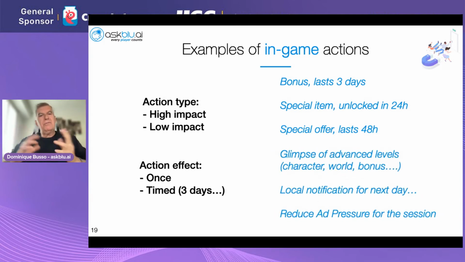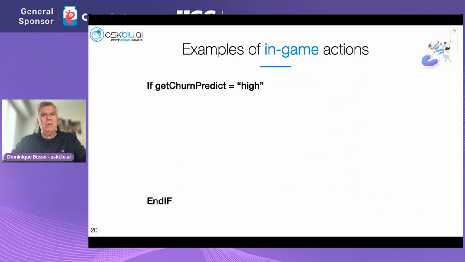If your game has a lot of content, a good thing would be to give a glimpse of advanced levels, a character that you usually could get just after playing more, or a bonus that you can get just by playing more. So you can just give it during the session, to give a glimpse. Do a local notification or reduce the ad pressure. Here is an example of how you can use it for a hyper casual game that we are working on.